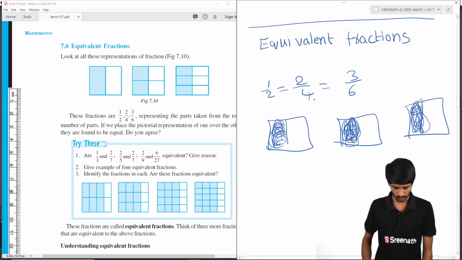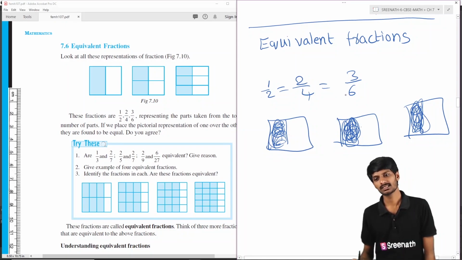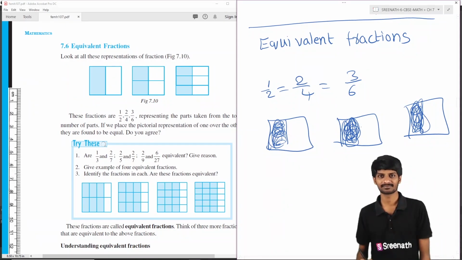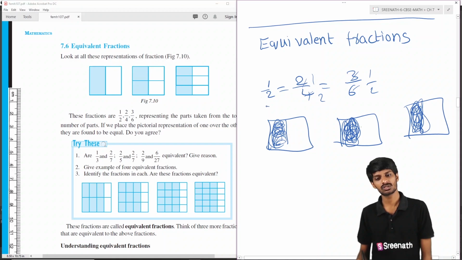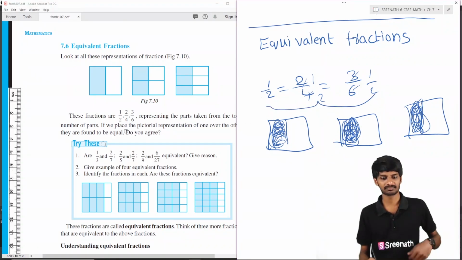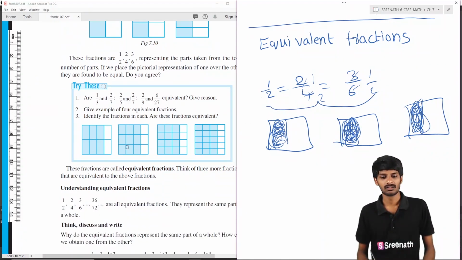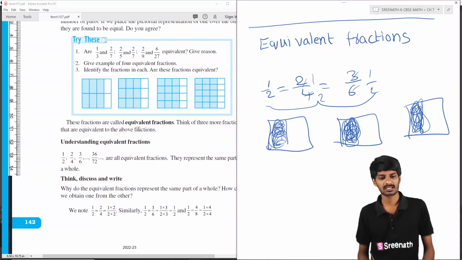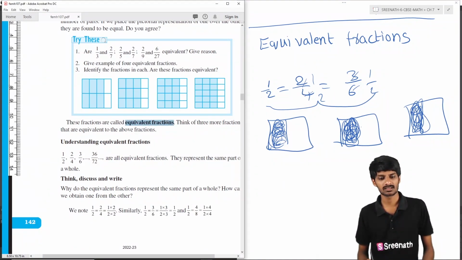What does it say, students? These 3 are equal. That is the thing. So these are called equal fractions, students. If you know division, if you divide, you will get 1 by 2 here, and here also you will get 1 by 2. So the basic thing is the same. These fractions are called equivalent fractions, students. Like that, think of 3 more fractions.